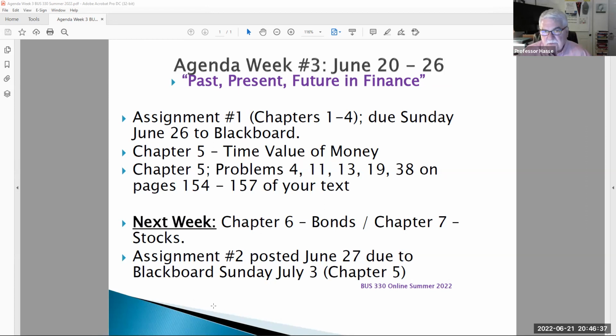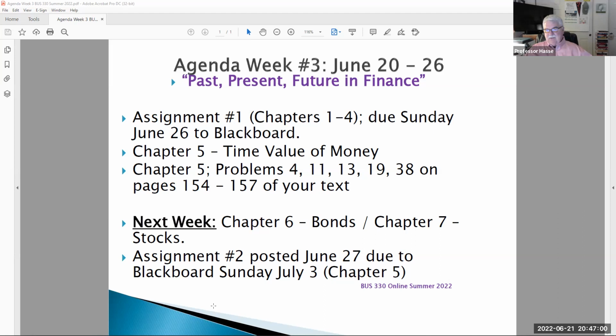Welcome to week 3, the past, present, and future in finance, another way of saying the time value of money. We're talking about chapter 5 this week: present value, future value, annuities, amortization. A very important discipline and concept to use with spreadsheets in financial management.